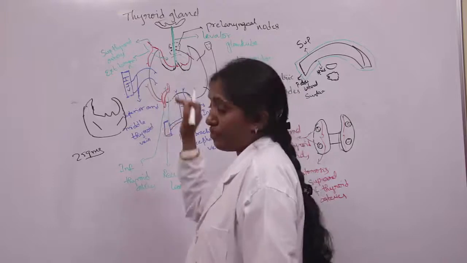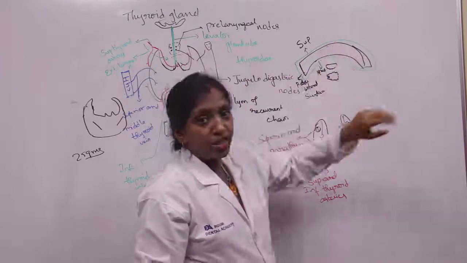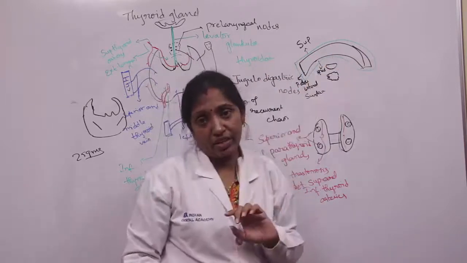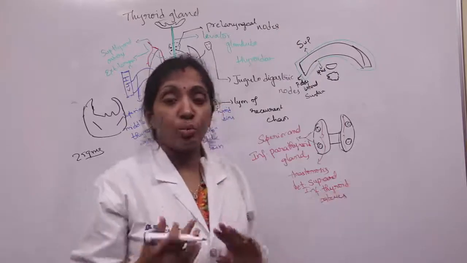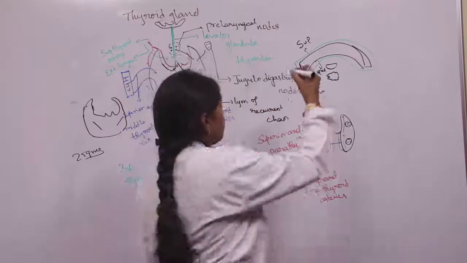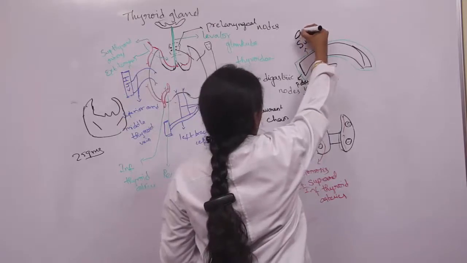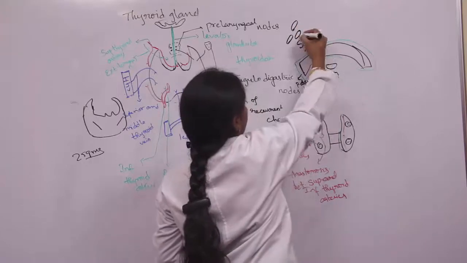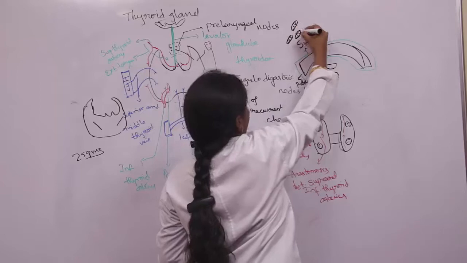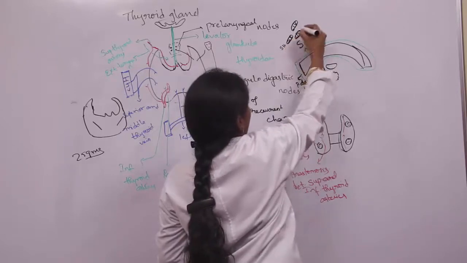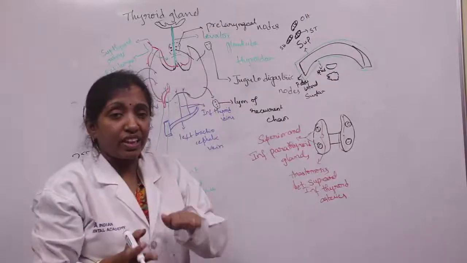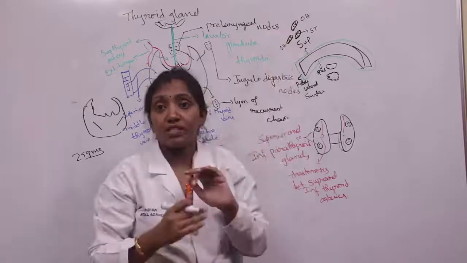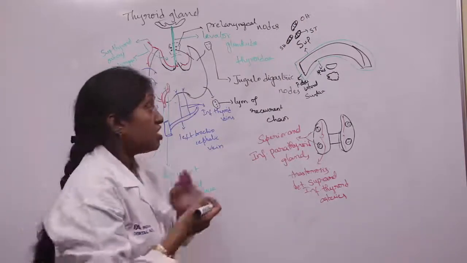Okay, coming to the surfaces, I have already told that when we take the coronal section of the thyroid gland, this is the superficial surface, this is the posterior surface, and this is the medial surface, right? So coming to the superficial surface, it is related to muscles: sternothyroid, sternocleidomastoid and omohyoid. First is the sternothyroid, next is sternocleidomastoid, and next is omohyoid. From within outwards, it is related to sternothyroid, sternocleidomastoid and omohyoid. The superficial surface is related to these three muscles.